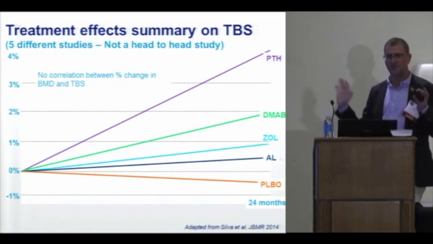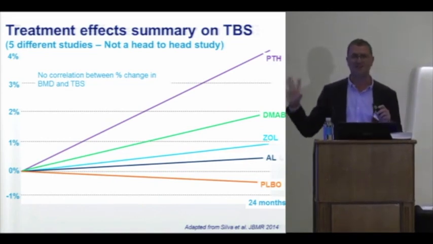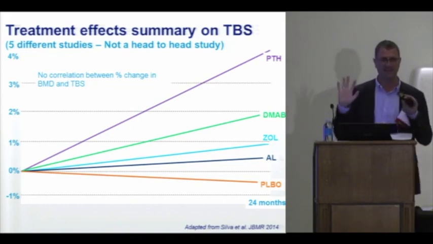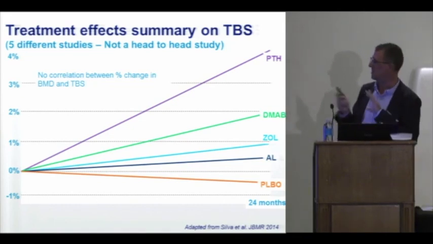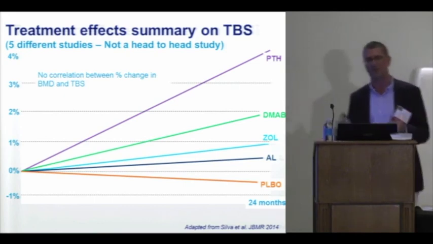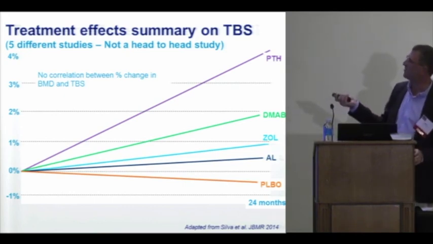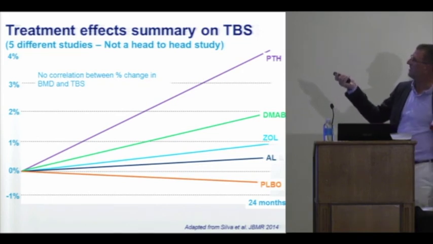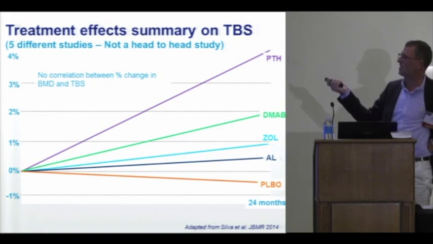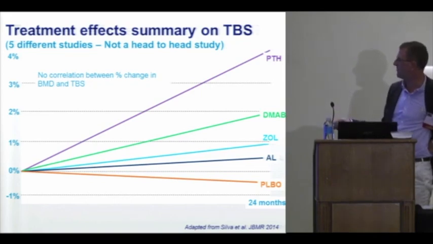So as a summary, it's a rough summary for treatment without going too much into detail. Be careful, it's not a head-to-head study, so don't take that as a general conclusion, but just as a smell test. What we found is really that on the anabolic drug, we have the highest response, with more than 4% after 24 months.